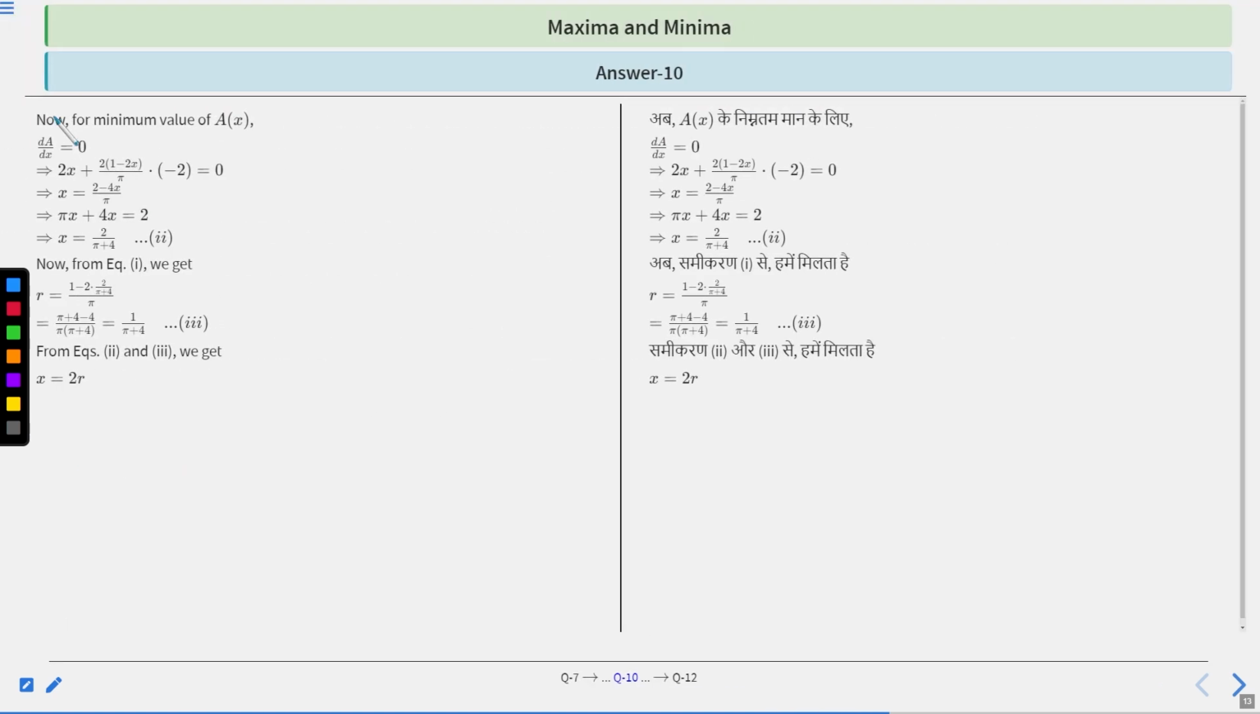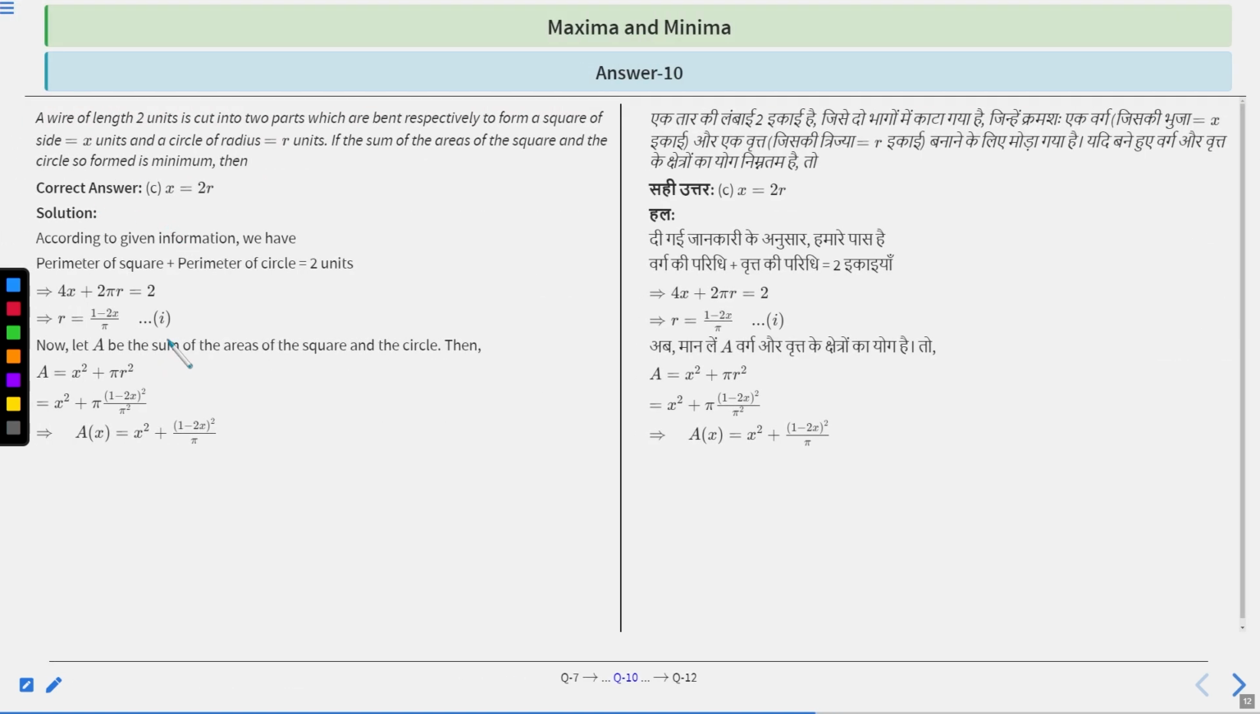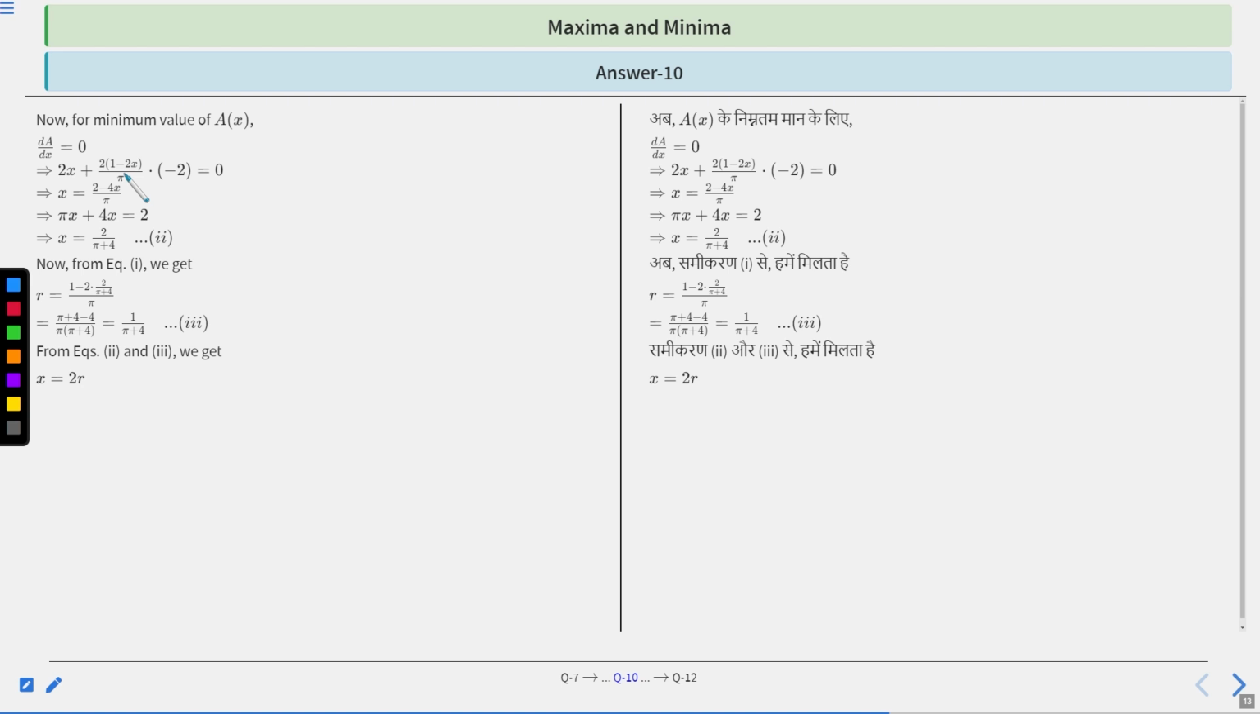Now the next step is C. We will find the minimum value of A(x), so we will find dA/dx and put it equal to 0. Therefore, 2x plus 2/π into (1 minus 2x) into minus 2 is equal to 0. Therefore, x is equal to 2 minus 4x upon π. Therefore, πx plus 4x equals 2. So, x is equal to 2 upon π plus 4.